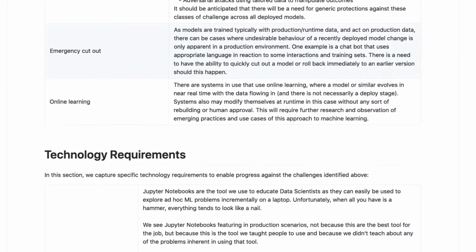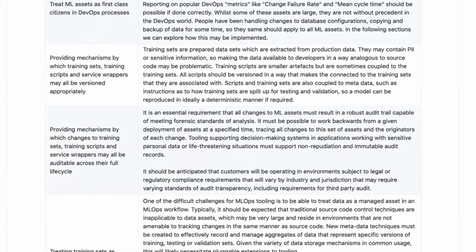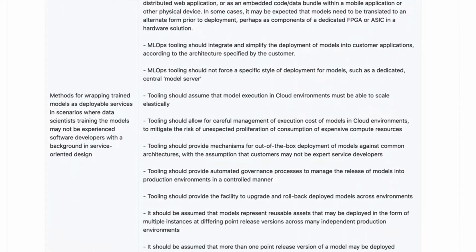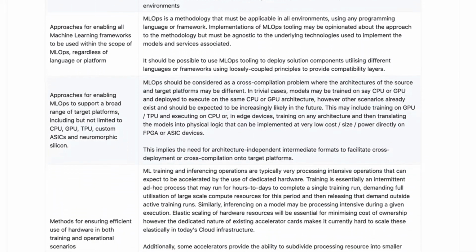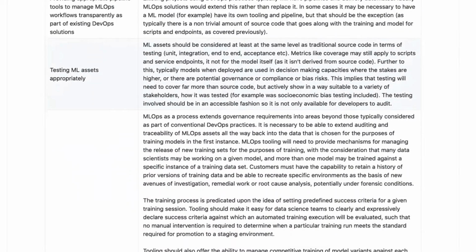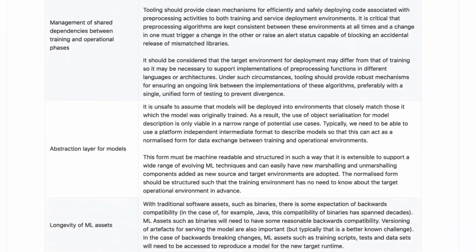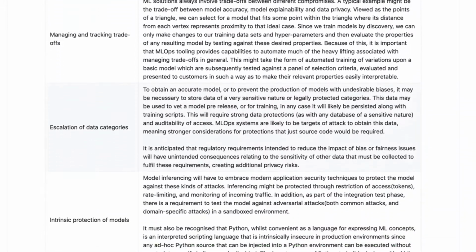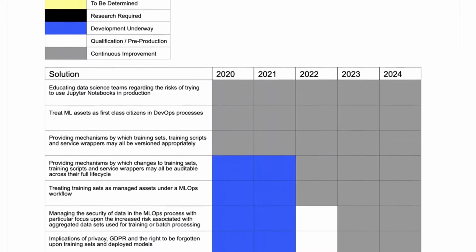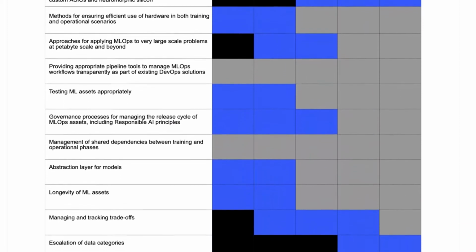Then the second primary chapter is the technology requirements section. That reflects each of the individual challenges that we've identified, and then tries to spell out some of the implications on the technology or the software that we need to solve those problems. Note that we're trying to keep the requirements as generic as possible and to not solutionize during this stage. And then thirdly, we look at potential solutions and the timeline in which we expect things to mature, looking forwards over the next 5 years.